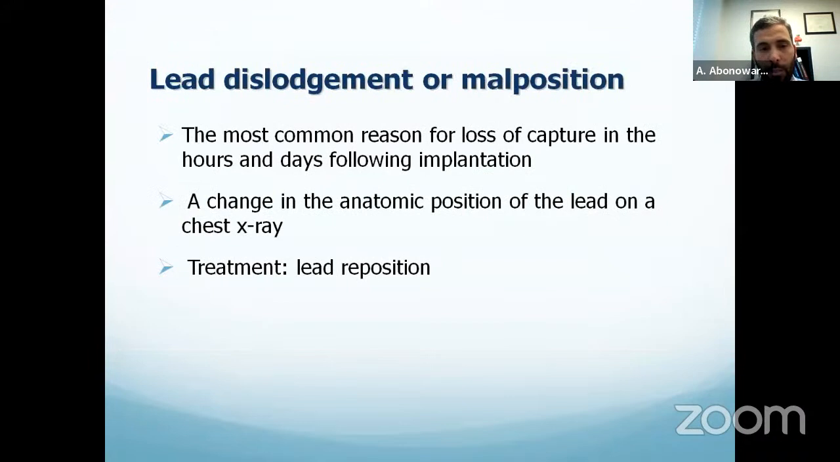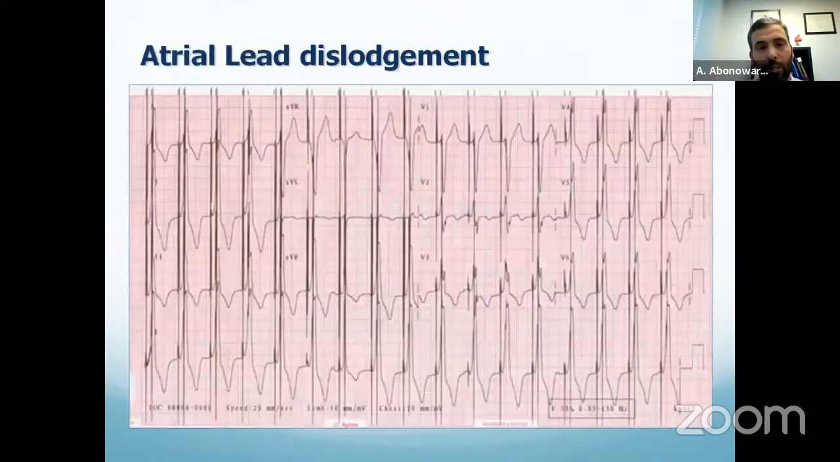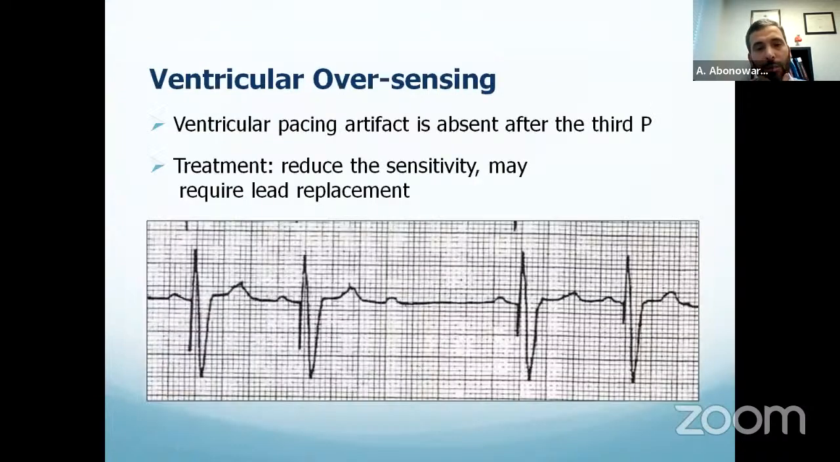The most common cause in the early setting is lead dislodgement or malposition, which is not uncommon. So you do an X-ray and an ECG, and then you decide about lead repositioning with the cardiologist. Here the right atrial lead is dislodged to the ventricle. So you have the pacemaker at the upper rate, and you have two spikes, one from the atrial lead and one from the ventricular lead, just before the QRS. There are two of them because of the atrial lead dislodgement.